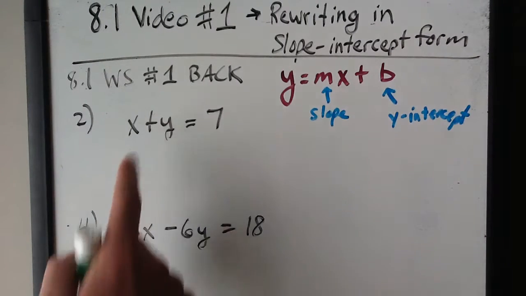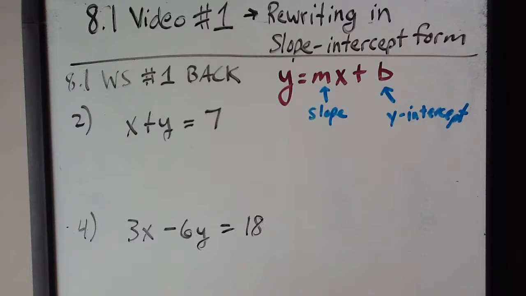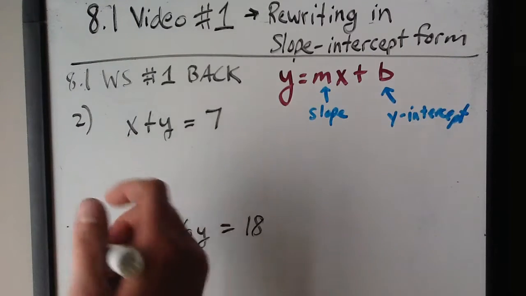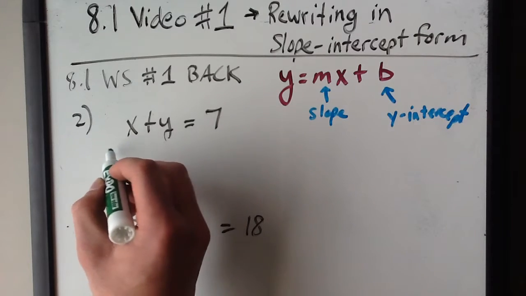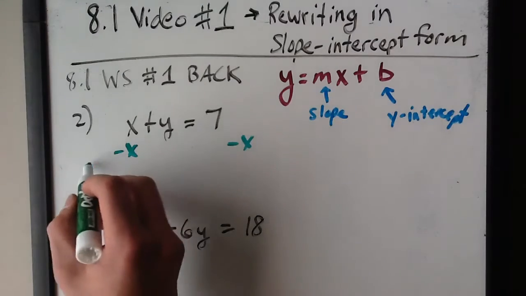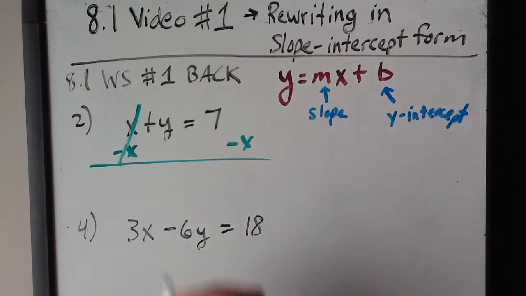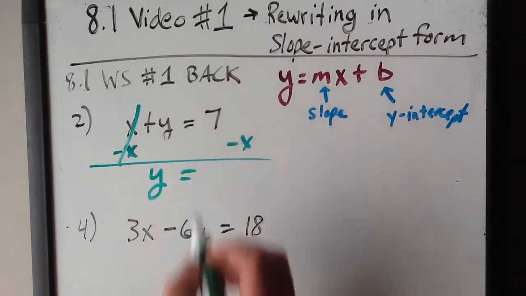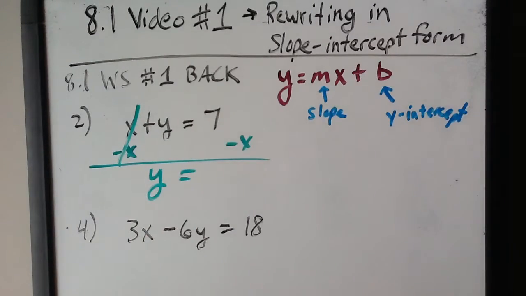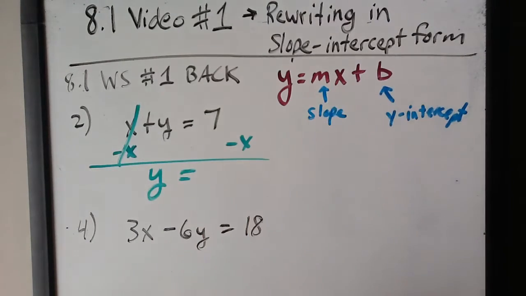Okay, so look at number 2 right here. I have x plus y equals 7. I need to move this x to the other side so that the equation says y equals something. Well, right now this x is positive, so to move it to the other side, I would subtract x. And remember the golden rule of equations: whatever you do to one side, you must also do to the other side. So if I subtract x from both sides, these x's cancel, which is what I want to happen, so that I get y equals, now I have 7 minus x, but I want the x to come first so that it will be in slope-intercept form.